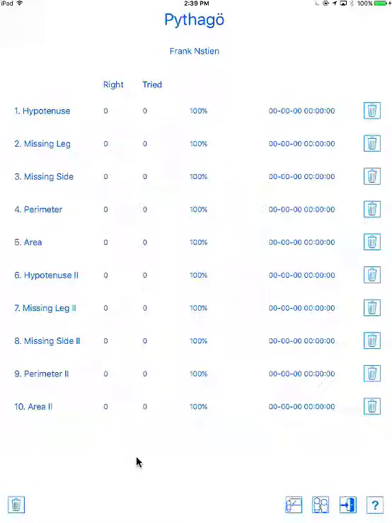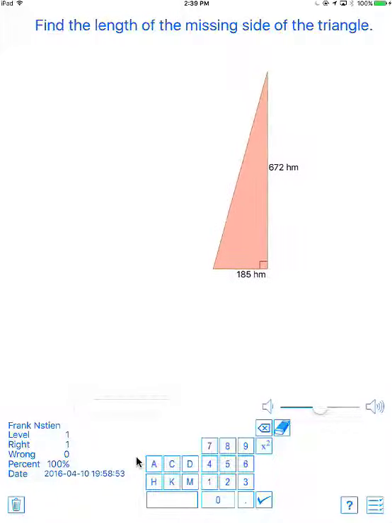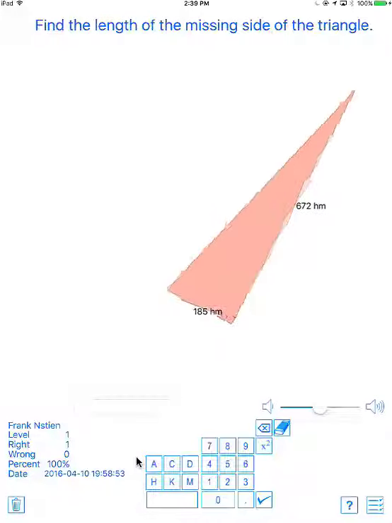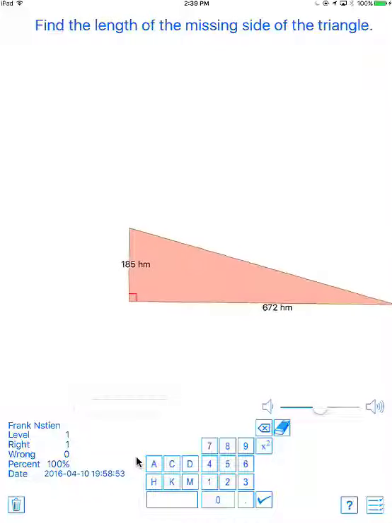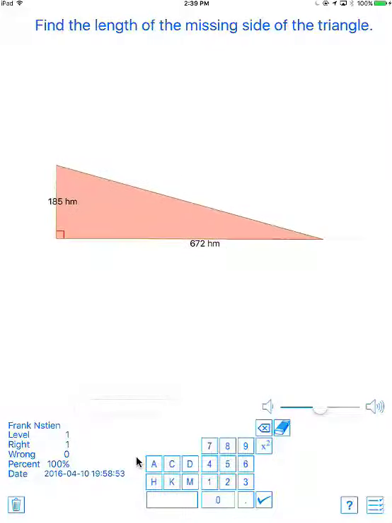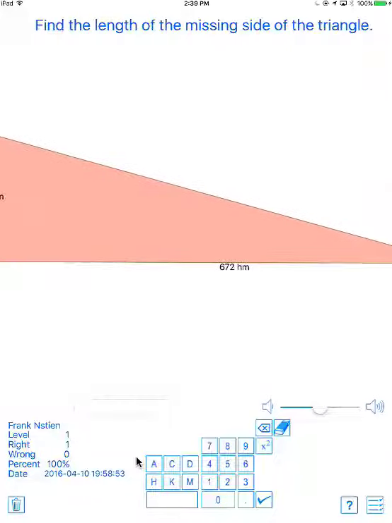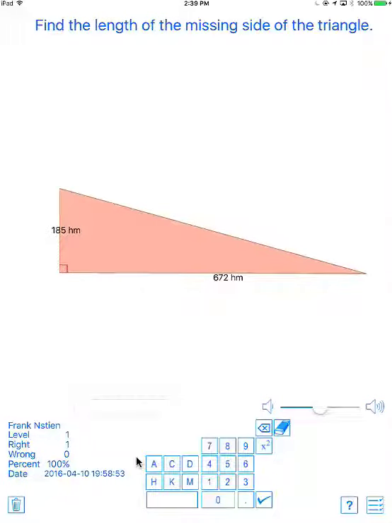All right, so I'm going to go and work on the hypotenuse. Find the length of the missing side. And you can rotate these things. You can resize them. So I'm just using a pinch gesture to rotate like that, or a rotating gesture with 2 fingers. And you can drag it around with 1 finger. You can make it bigger, make it smaller using a pinching gesture. And there we are. Okay, you do not have to rotate these to do the work, by the way.